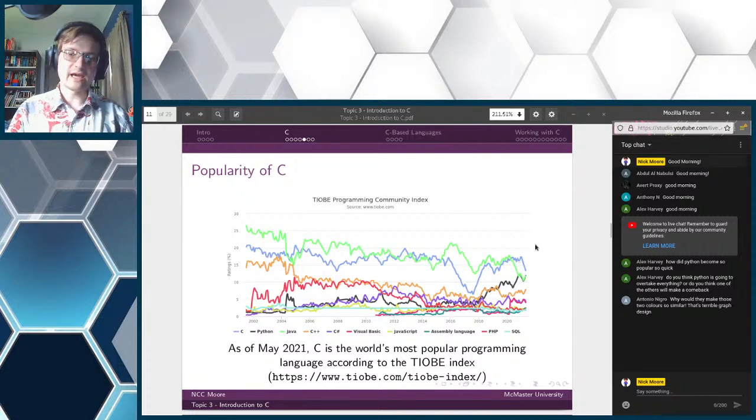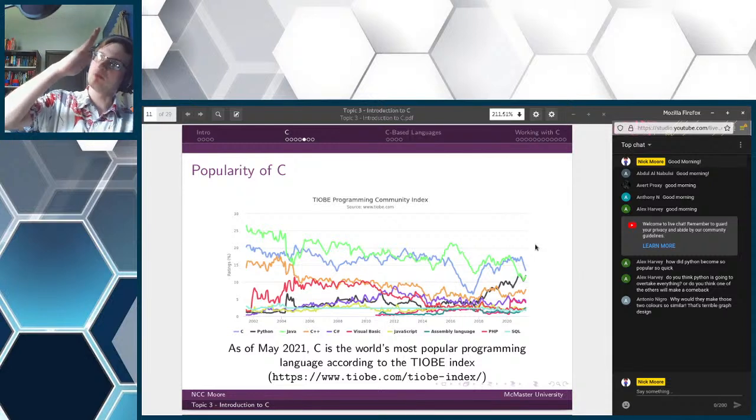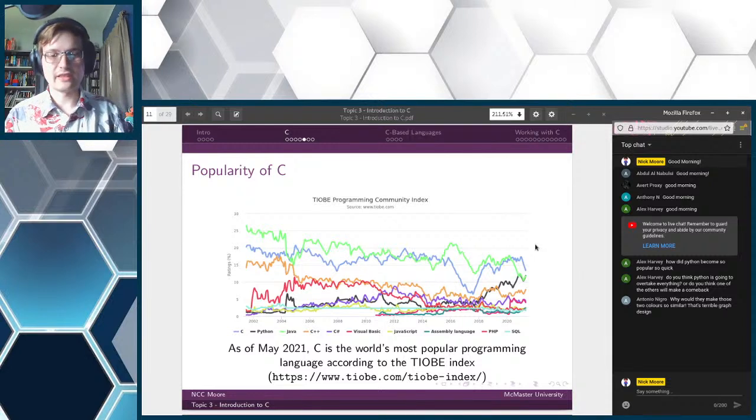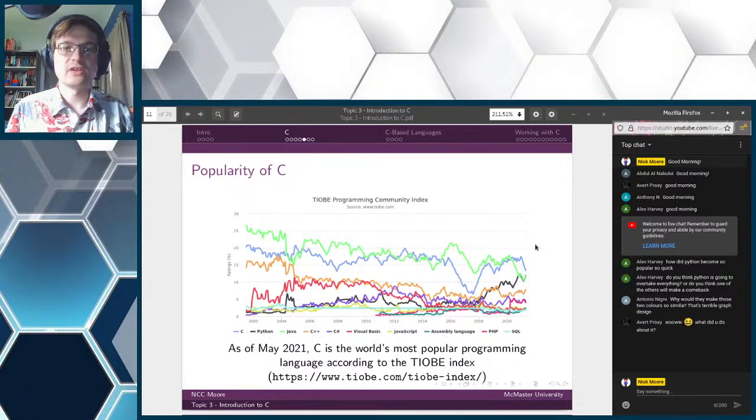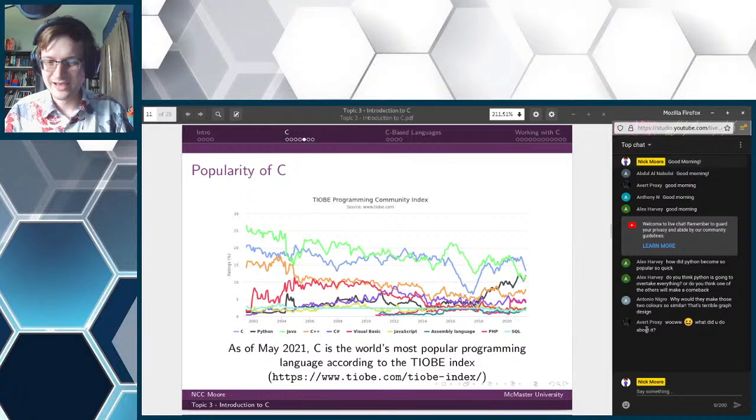Anyway, so yeah, Python will be very popular for a while until something better comes around, and then Python will go back down again. That's how everything works. However, the operating system is written in C, so what did we do about it?